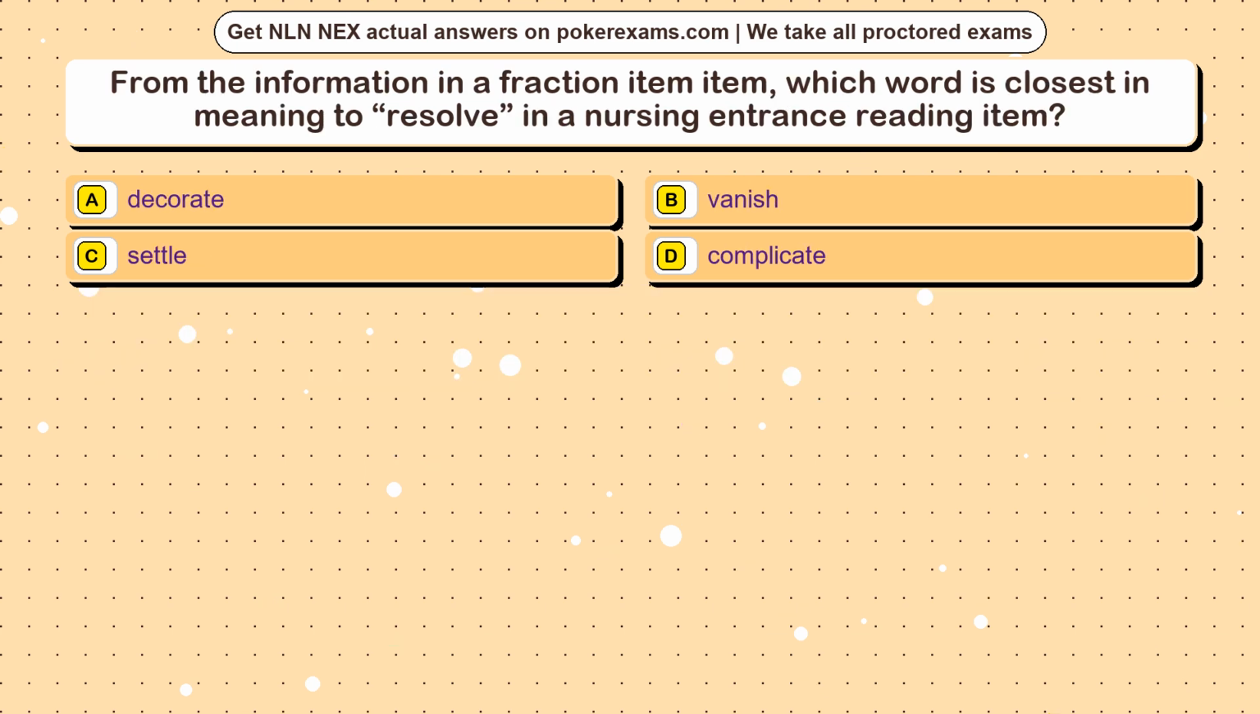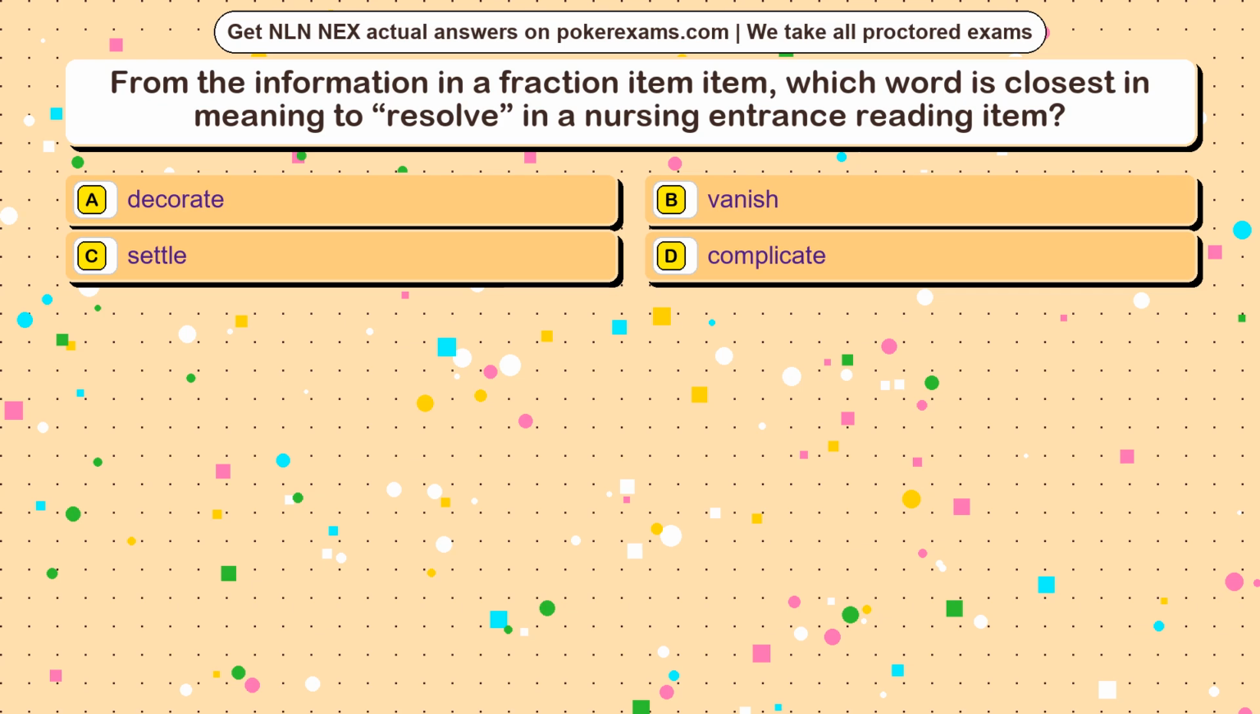Question 22. From the information in a fraction item, which word is closest in meaning to resolve in a nursing entrance reading item? Option A, decorate. Option B, vanish. Option C, settle. Option D, complicate.